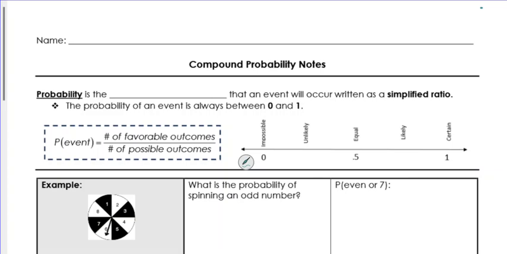Alright, here we're going to be talking about compound probability. So last year you learned about simple probability, which we're going to go over a little bit, which is just dealing with one event. Compound probability is going to be dealing with more than one event. So probability in general is just the likelihood that an event occurs.